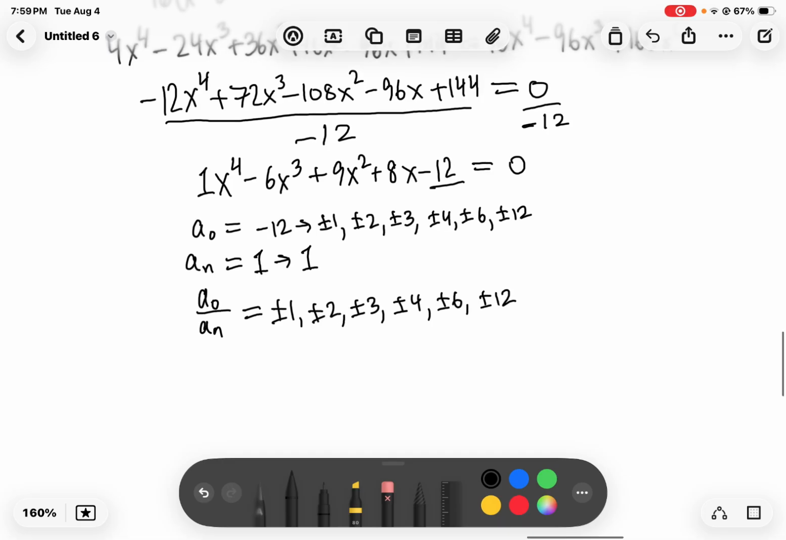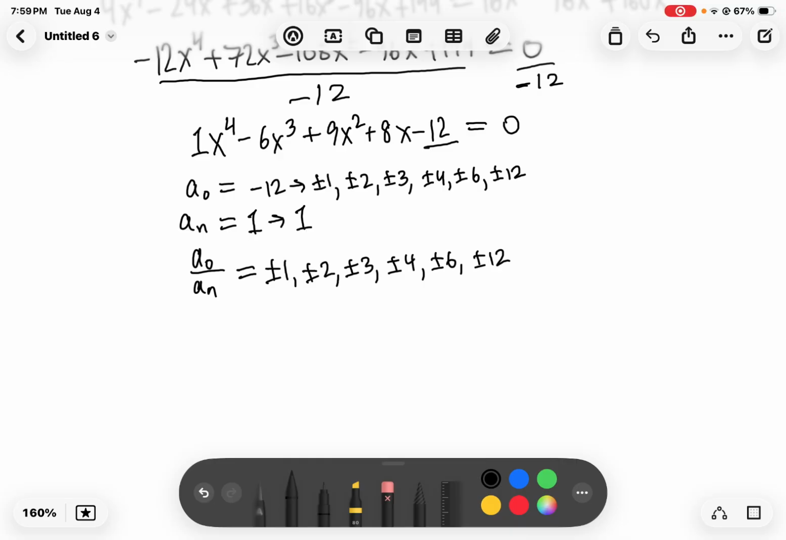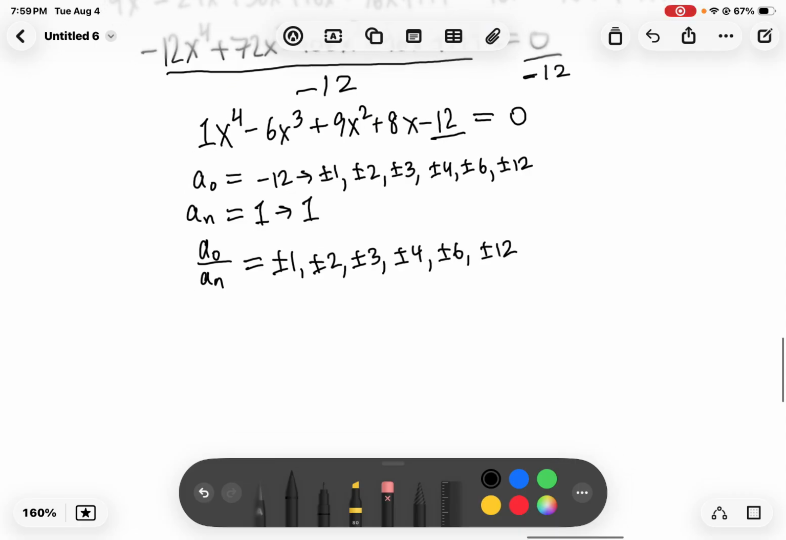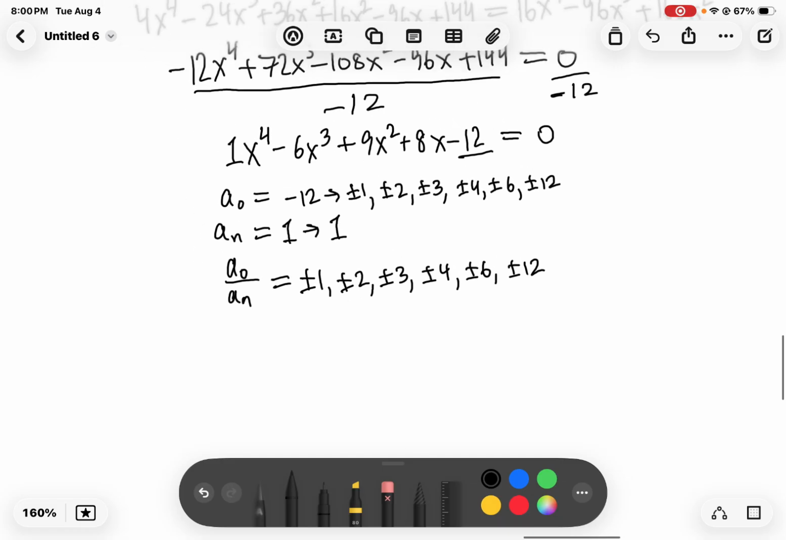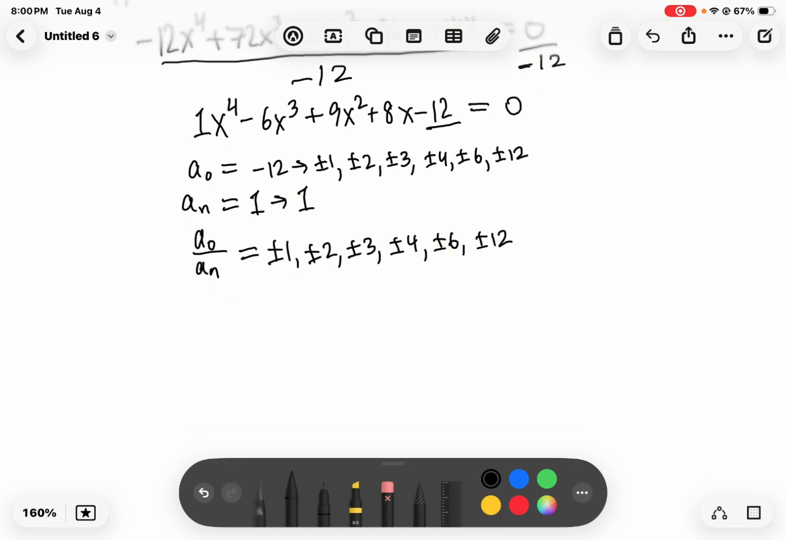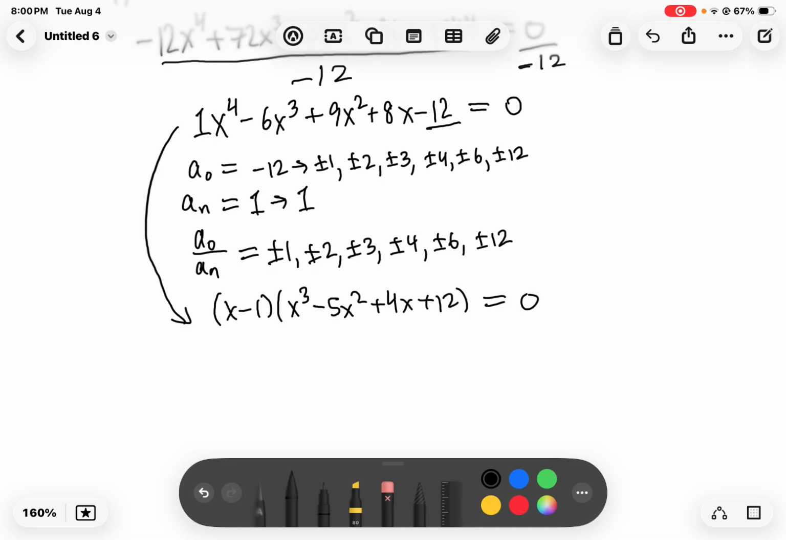Okay, good. So now what we have to do is, using synthetic division, test each of these roots essentially and see if they give us a remainder of 0. Just to save us from the tediousness of that, I have done this beforehand, and I'll just tell you guys that if you try positive 1, the synthetic division works out, and so that means that x minus 1 is a factor. Alright, so then this quartic becomes x minus 1 times the quantity x cubed minus 5x squared plus 4x plus 12, and that whole thing is equal to 0.